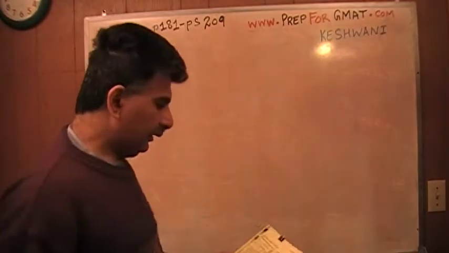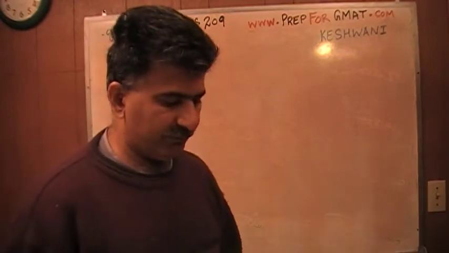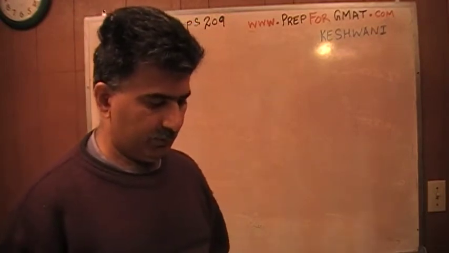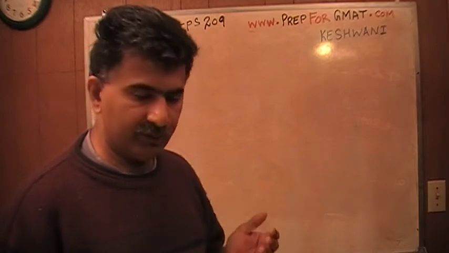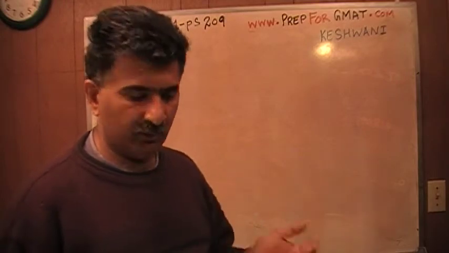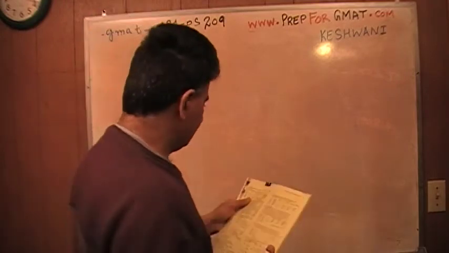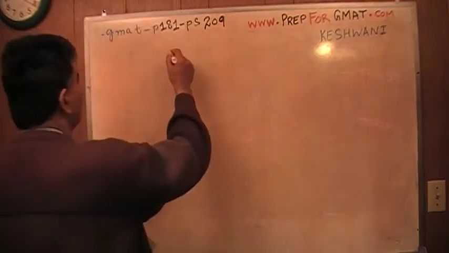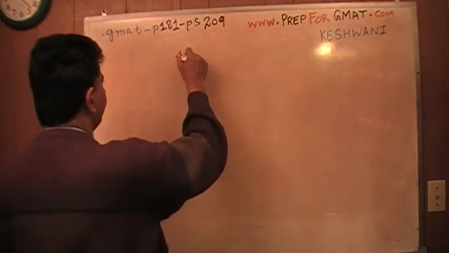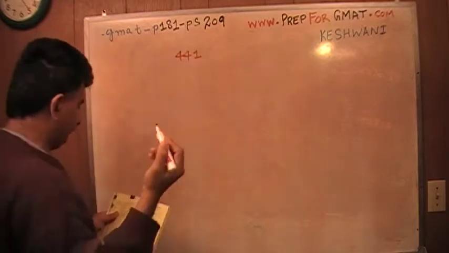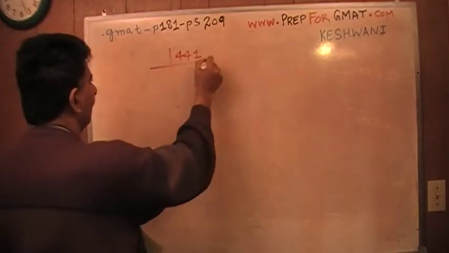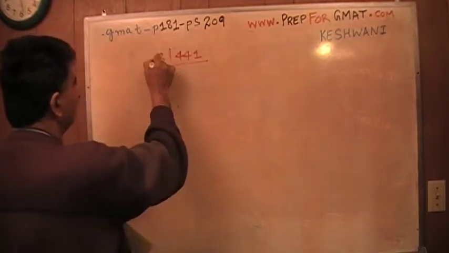It says, how many different positive integers are factors of 441? Different positive integers. Integer is just a fancy way of saying a whole number. That's all it is. So let's take a look at it. 441. So I'm just going to start dividing it. Obviously it doesn't go into 2. It does go into 3.